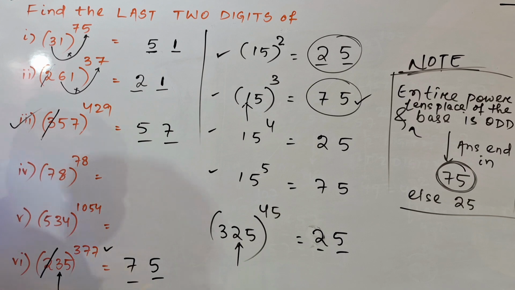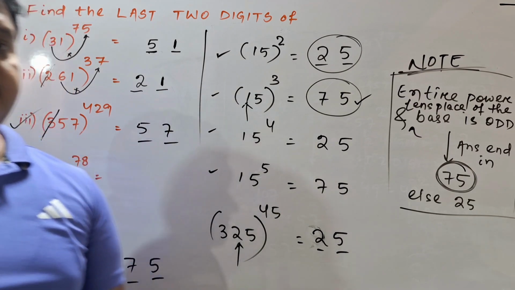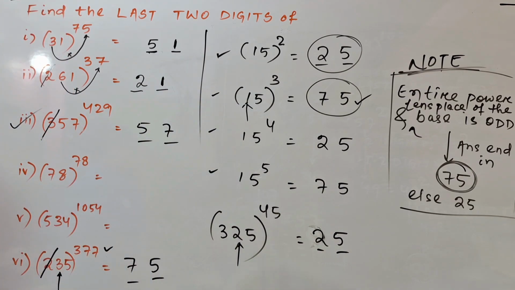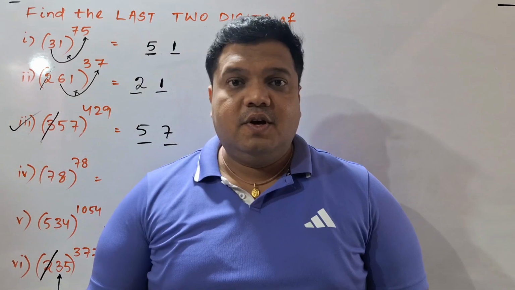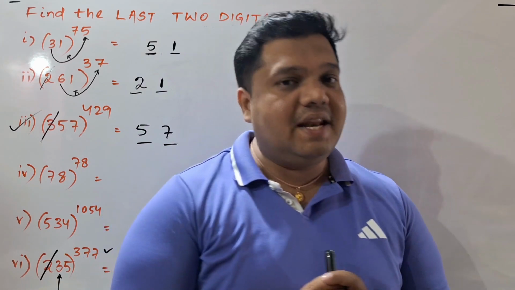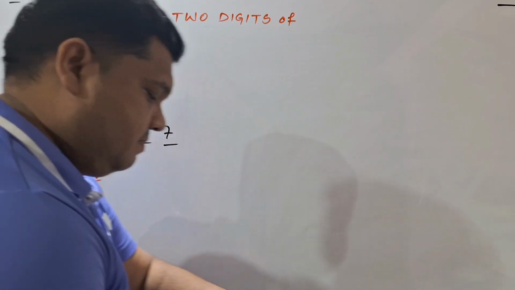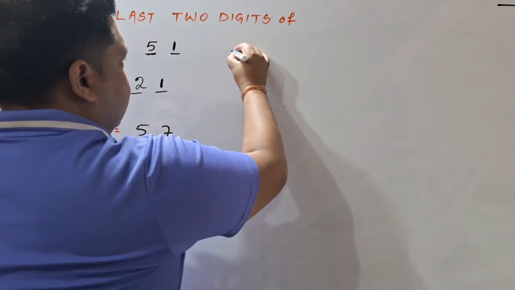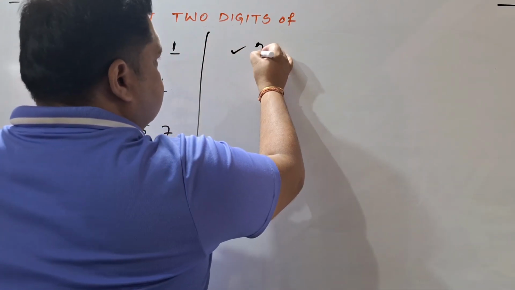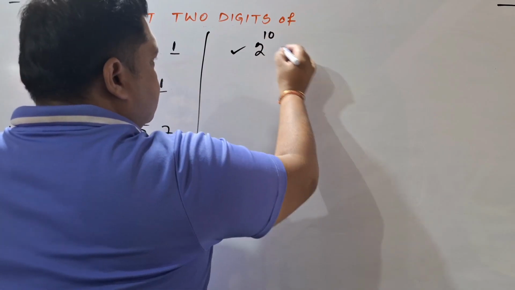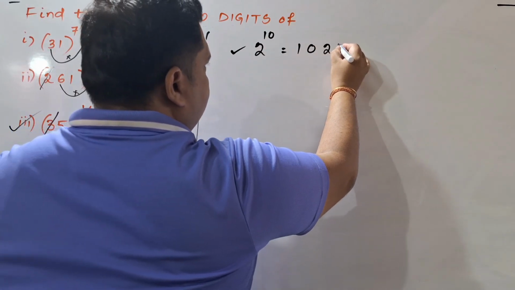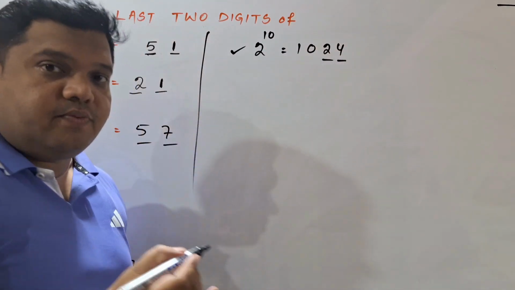Then we will discuss even base. Okay, look here. How to handle even base? Look, even base means first, 2 to the power 10. What is the last 2 digit of 2 to the power 10? You know 2 to the power 10 is 1024. So last 2 digits 24.